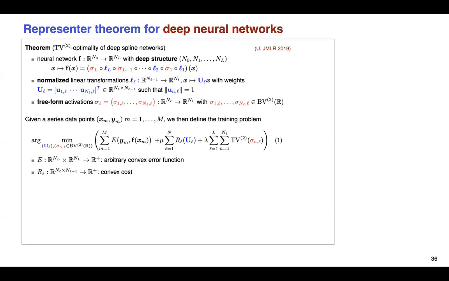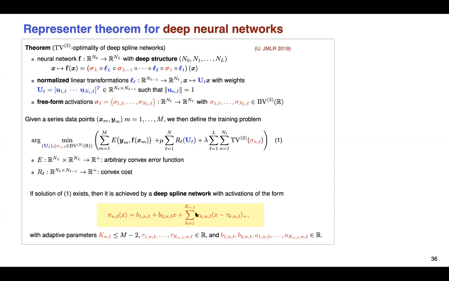And then here's the representer theorem for deep neural networks. So now I'm trying to optimize all this. It's complicated. I'm optimizing linear weights, and I want to optimize neurons. To optimize the neurons, I'm using a standard regularization, and on top of it, I'm putting the sum of total variation for every neuron. And what is the solution? If this problem has a solution, what it tells us is that every neuron actually has this form here.